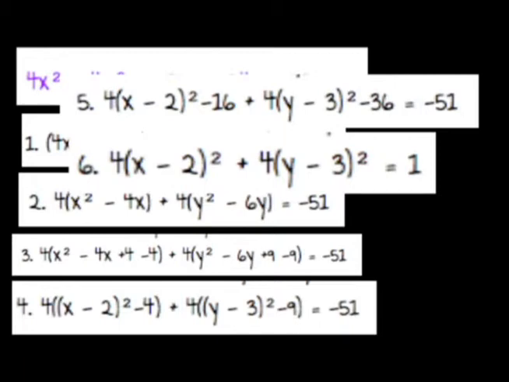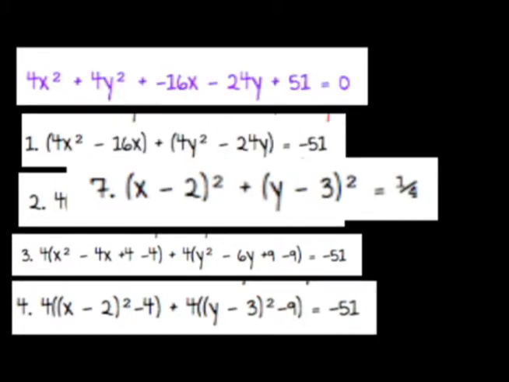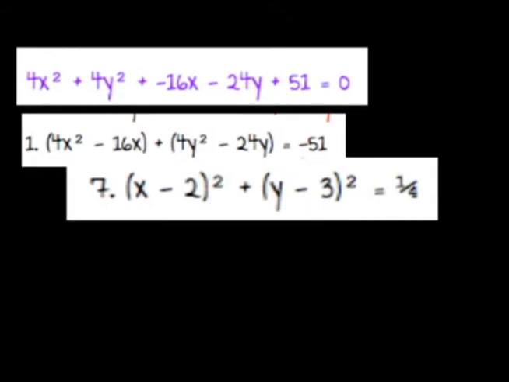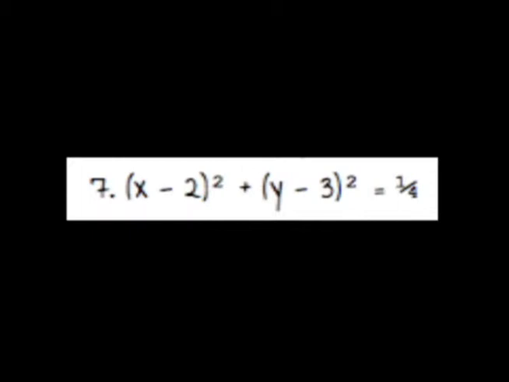Now all we have left is this 4 in front of the x and y terms, but we don't want that because the original equation doesn't have a coefficient in front. So how do we do that? We divide everything by 4, and all we have is (x minus 2) squared plus (y minus 3) squared equal to 1 over 4.